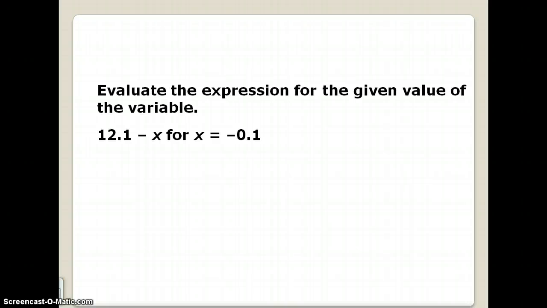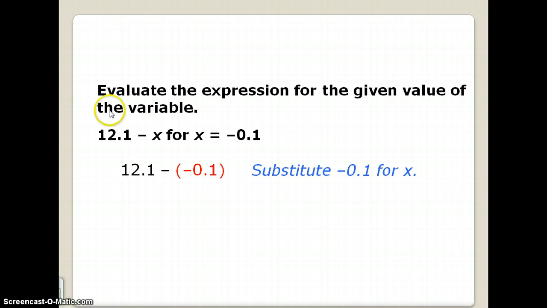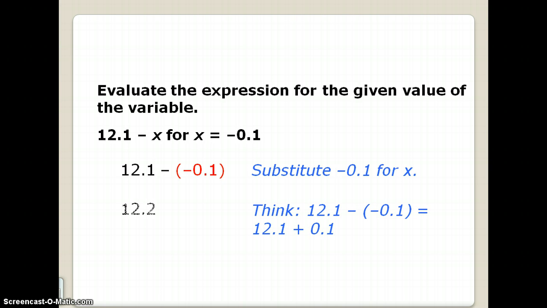Our final example is decimals. We can also evaluate decimals. 12.1 minus x for x equals -0.1. Notice when we substitute -0.1 in, we have minus a negative. Subtracting an integer is the same as adding its opposite. So subtracting a negative is like adding a positive. 12.1 plus 0.1 is 12.2.